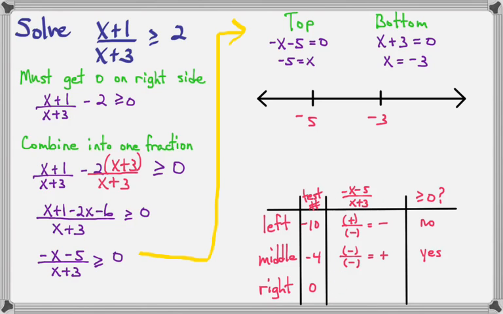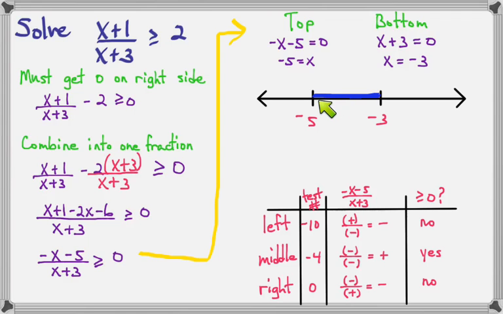0 minus 5 is negative. 0 plus 3 is positive. Negative divided by positive is negative. Is that greater than or equal to 0? No. So the only part of the graph that we shade here is the middle.